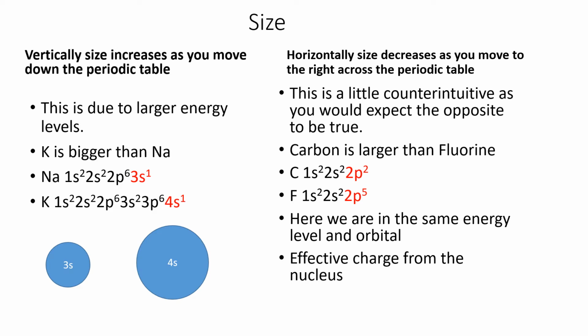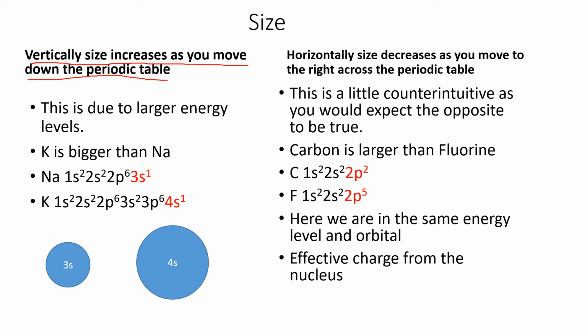We want to start first with the size trend. And when we look at the periodic table, we're going to see two different trends that happen. One happening vertically and the other happening horizontally. I want to start with the vertical trend because that one's a little bit easier to understand. When we go vertically, size is going to increase as you move down the periodic table.